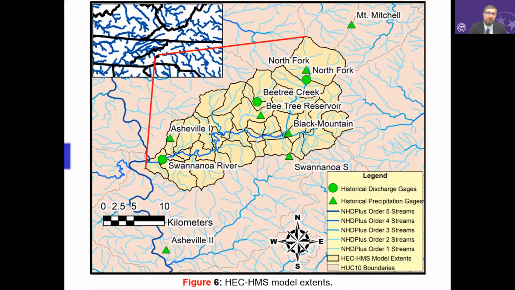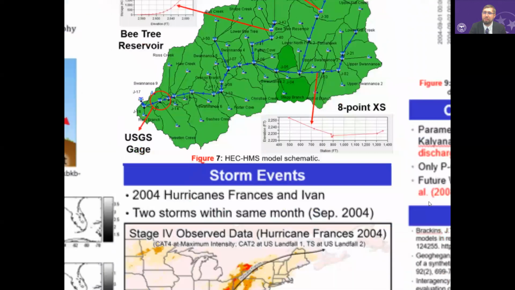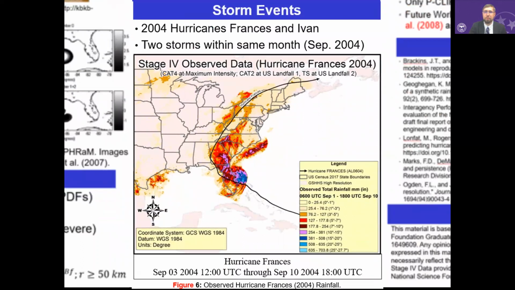Setting geographically where we are, the Shenandoah River, which is a tributary of the French Broad, and we have several precipitation gauges in this area historically, as well as 3 USGS gauges. We're going to look at output at this Shenandoah River gauge station today. The HMS model includes 2 reservoirs, one that's about 10 times as large as the other one. And again, we're routing that flow down these 8-point cross-sectional representations. We looked at 2004 hurricanes Frances and Ivan, 2 storms within September 2004 that came to this area and followed similar tracks.